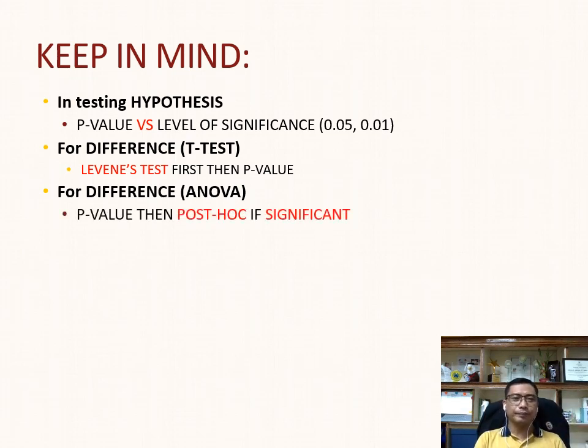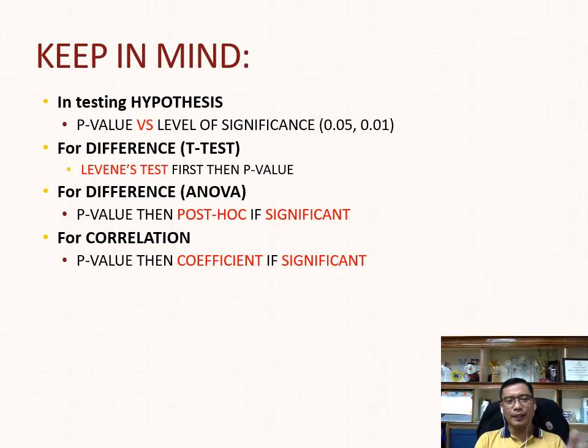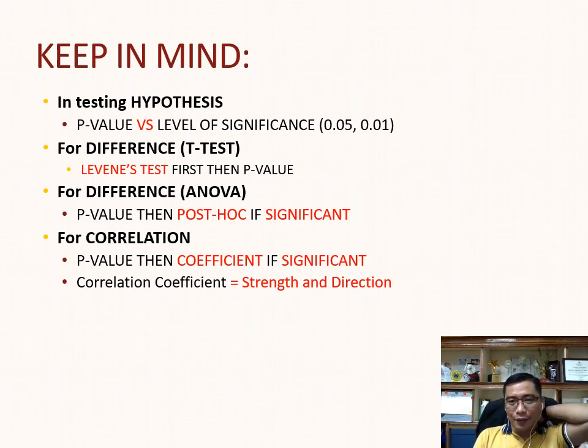For ANOVA, you look for the p-value. If the p-value is significant, then you should be doing post hoc. If it's correlation, look at the p-value first, compare it with the 0.05. If it is significant, then you should interpret the correlation coefficient, or what we call the R value, so that you would know the strength and direction of the results of your study.